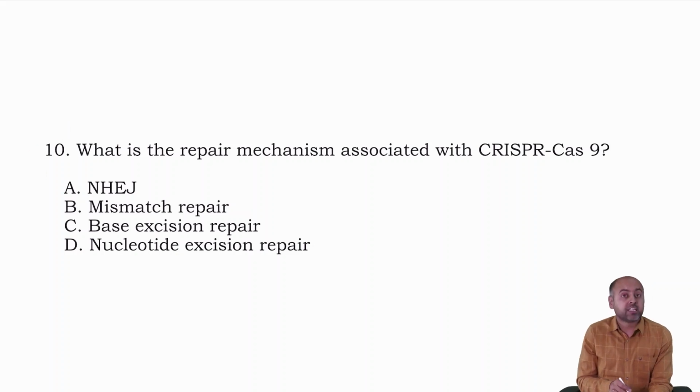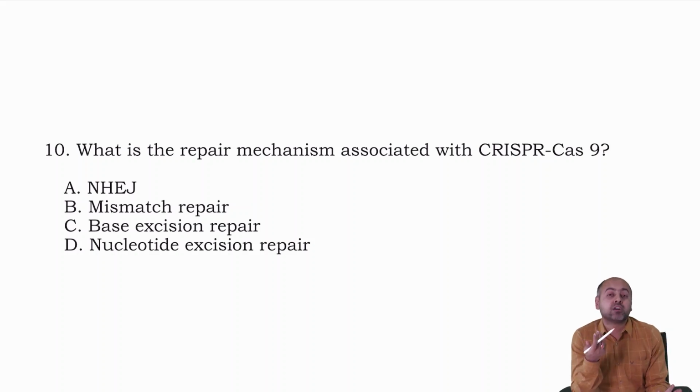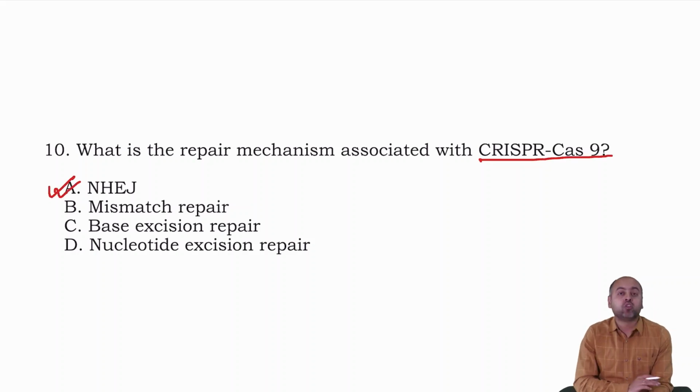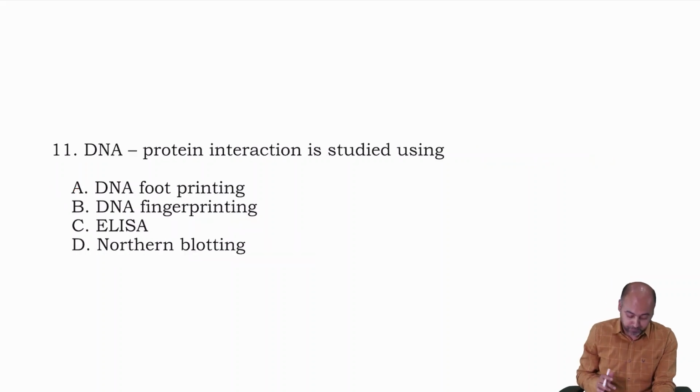Moving to question number 10, what is the repair mechanism associated with CRISPR-Cas9? Again, you see the technique. I'm repeating the concepts, the basics, the tests, the techniques. That is more in focus in the INICET exam. Your options are non-homologous end joining, mismatch repair, base excision repair, and nucleotide excision repair. You should know that CRISPR-Cas9 is based on non-homologous end joining. We introduce a cut, the change in the sequence, and the joining of the two strands. That is how the CRISPR-Cas system will work.